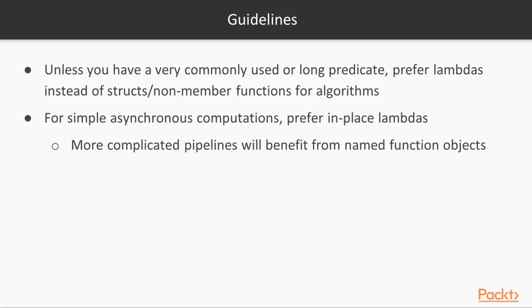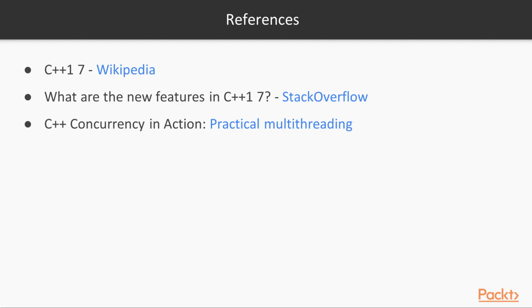Also, here are some references about C++17 and the new features in C++17, and this great book by Anthony Williams, C++ Concurrency in Action, which gives you a very thorough overview of the C++11 multithreading facilities and a lot of realistic use case examples.